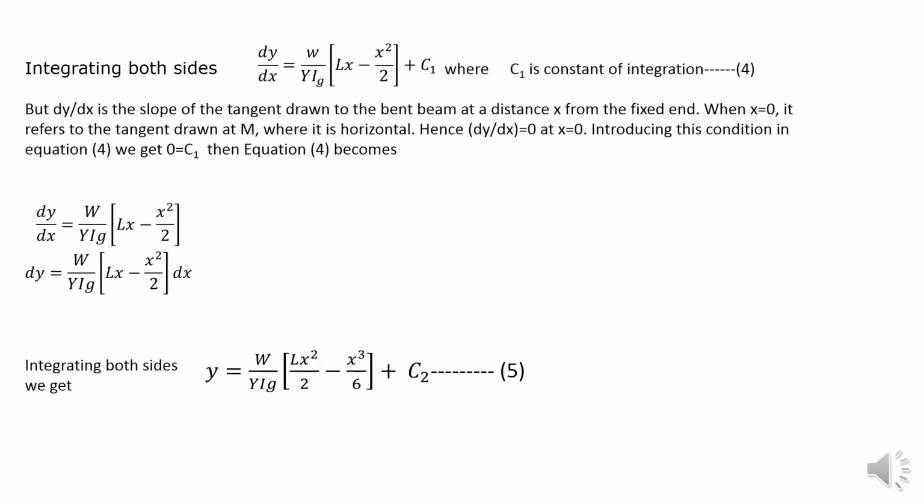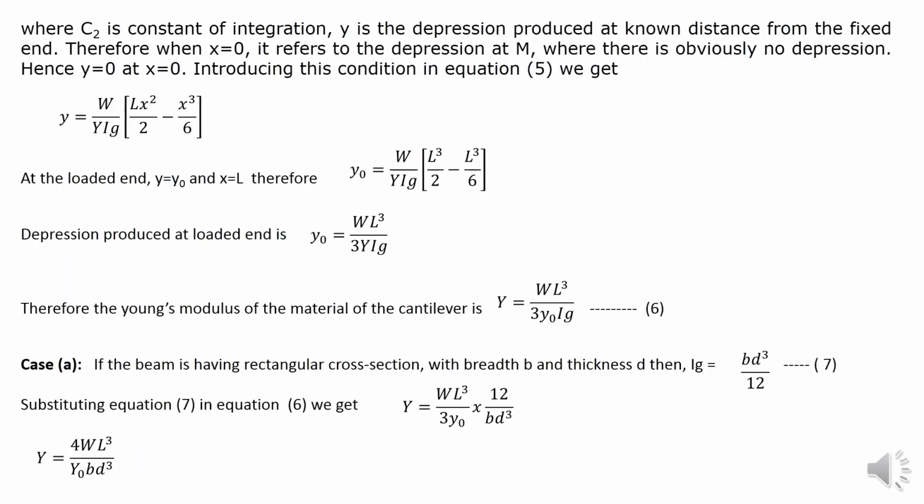Therefore, we can write dy by dx is equal to W by Y into Ig into (Lx minus x square by 2), or dy is equal to W by Y into Ig into (Lx minus x square by 2) dx. Again integrating, we get y is equal to W by Y Ig into (L x square by 2 minus x cube by 6) plus C2. Once again, using the boundary condition, we can show that the constant C2 becomes 0. Hence, we get y is equal to W by Y into Ig into (L x square by 2 minus x cube by 6).